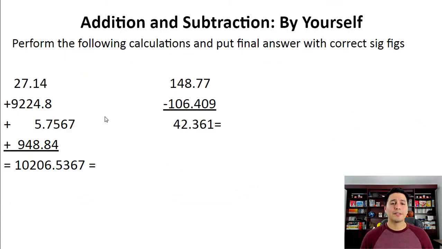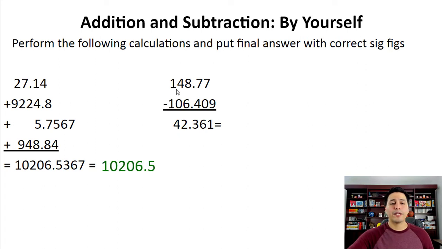So let's go ahead and look at some addition and subtraction problems. Try these by yourself. I want you to perform the following calculations and put the final answer in the correct number of sig figs. So on this first one, you got 0.14, so we got 2 decimal places past the decimal. This one has 1 decimal place. This one has 4, and this one has 2. In this case, because we're following the addition and subtraction rule, we're looking at the fewest number of spots past the decimal. In this case, it's 1, so our final answer should just have 1 decimal spot. So we're going to look to the right to see whether it's greater than 5 or less than 5. It is less than 5, so our final answer is going to be 10,206.5.